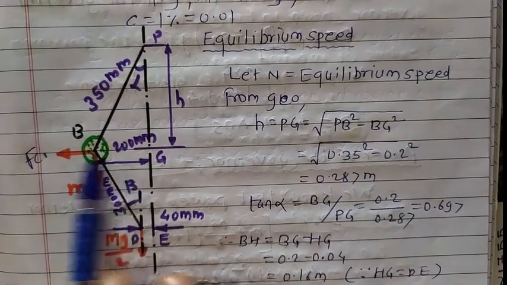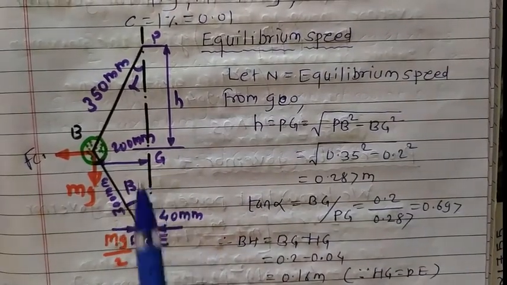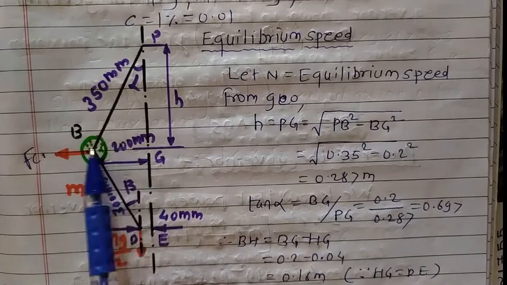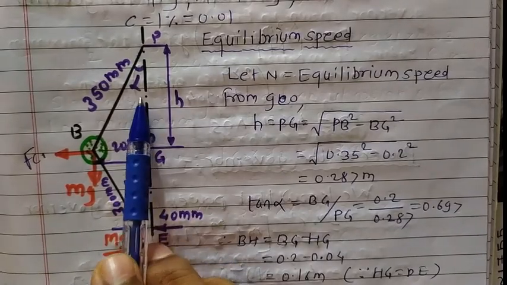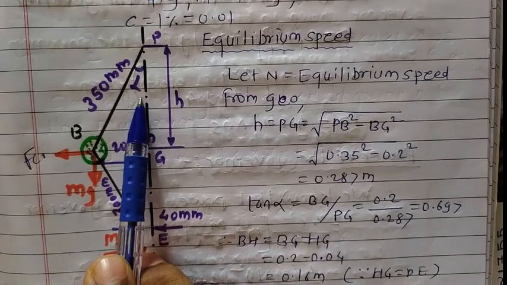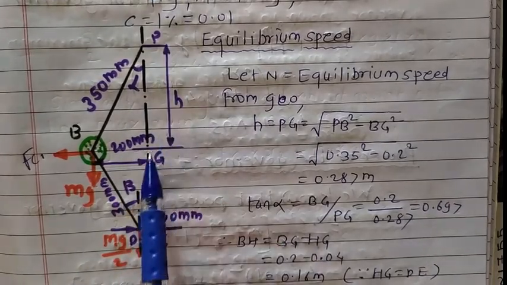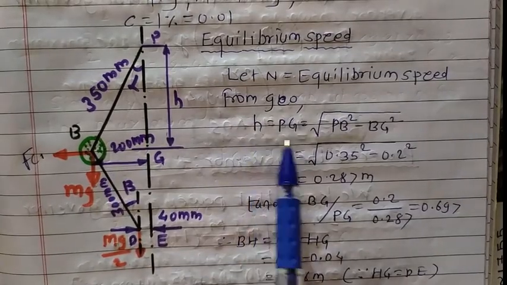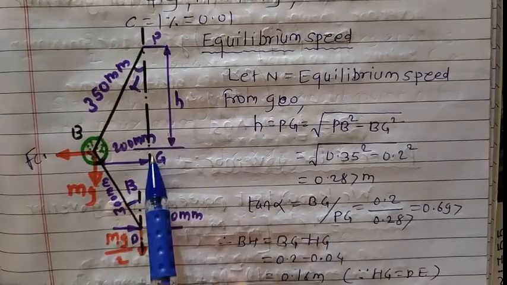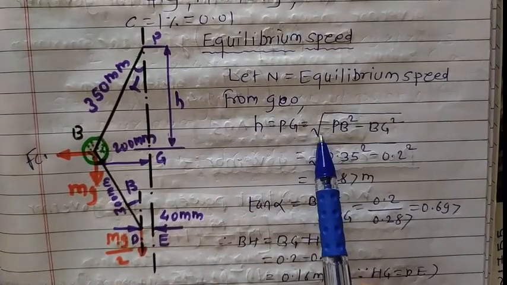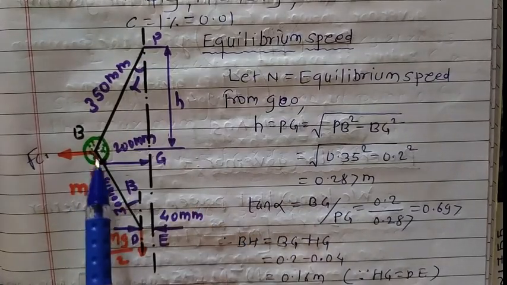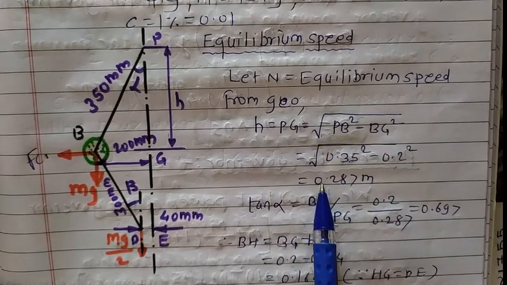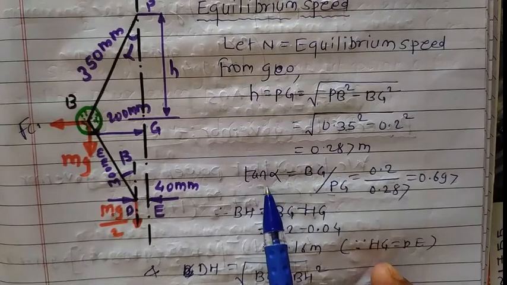What is this length? If you look at this, this length is 200 mm, and this one is 350 mm. So we can easily get the value of alpha. Before that, get the value of h by using this triangle. Just use the Pythagoras theorem. h equals PG, so h equals the square root of PB squared minus BG squared. Substitute the value for PB and BG, and get the value of the height h. Once you get the height h, the next task is very easy.